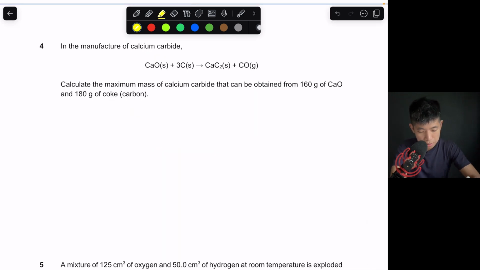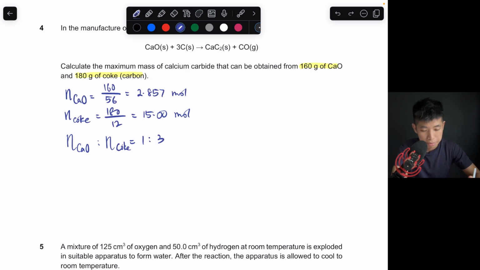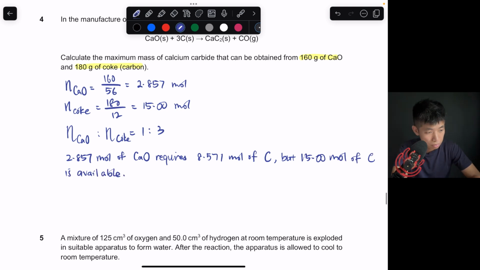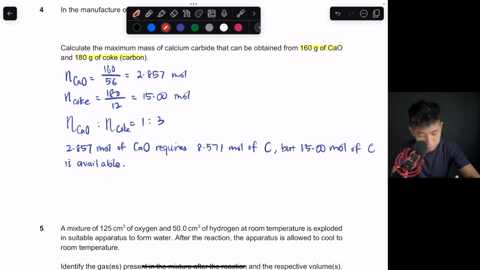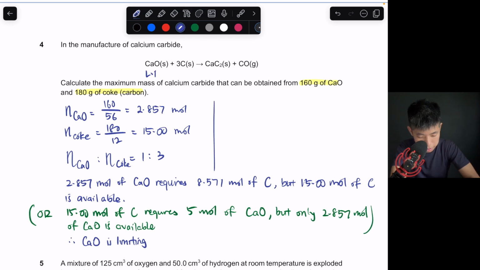Let's try. Again, this is a limiting reactant question because there are two quantities given. Start by finding the number of moles of each of them. So we put up the statement again to find the limiting reactant. 8.571 because it's a 1:3. Okay. So for those of you who did it the other way around, I will just write the alternative, or you can do it as this. So now we determine that calcium oxide is the limiting reactant.